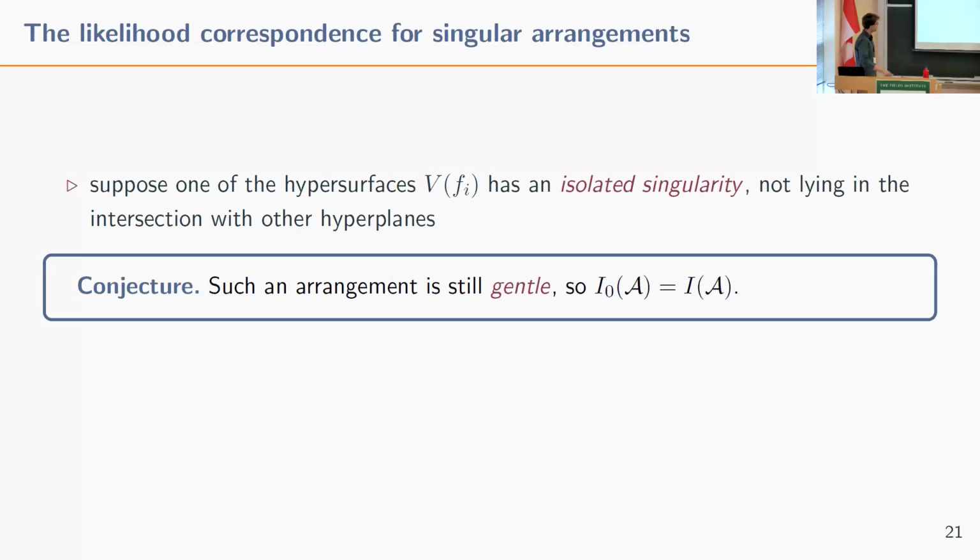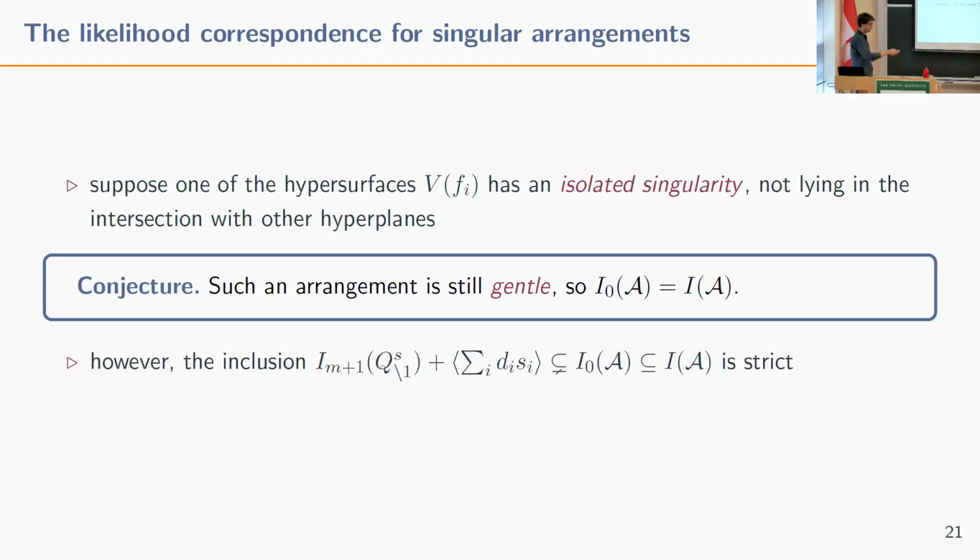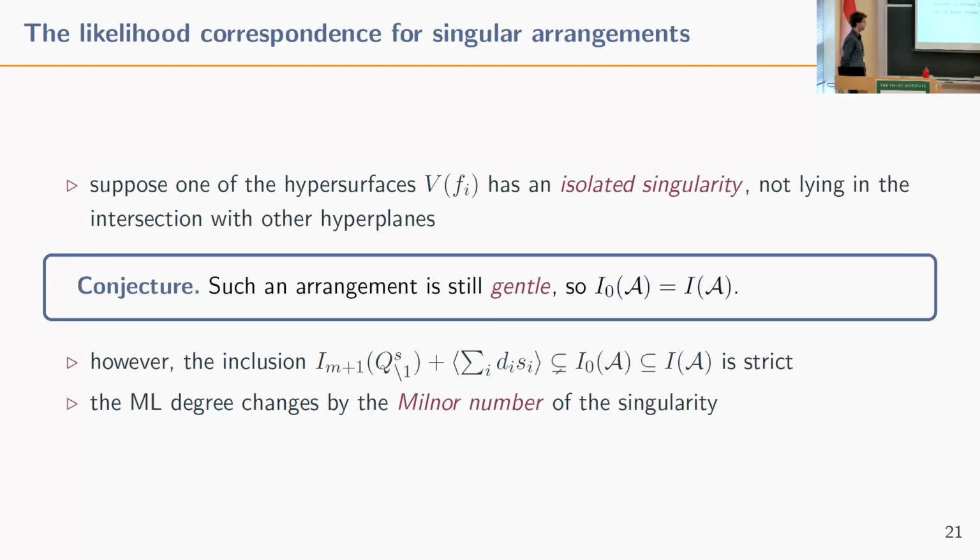So the conjecture would be that this is still gentle. So the pre-likelihood ideal is still equal to the likelihood ideal, but the inclusion of this ideal of maximal minors is now strict. So this nice characterization does not hold anymore. One way to see this is that the ML degree changes by the Milnor number of this isolated singularity. So if you remember this characterization of the ML degree as this Euler characteristic, then you might know that if you introduce this isolated singularity, this Euler characteristic will change by the Milnor number of this singularity.